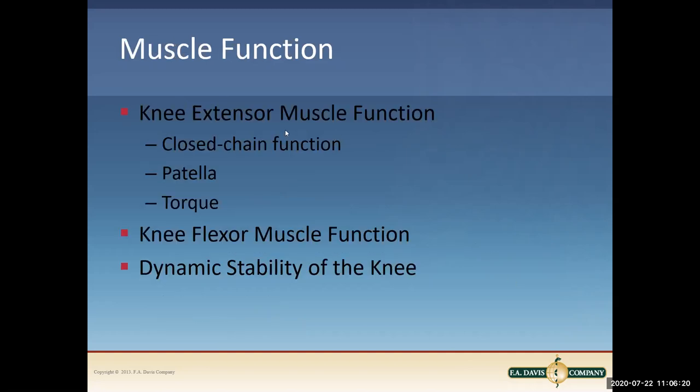So with the knee extension, we have closed chain and we have open chain knee extension, right? When we do an open chain knee extension, we're kind of kicking out. When we do closed chain, we're standing up. As we do that stand-up function, the patella is going to track, right, and that's going to move in and help adjust that angle of pull.